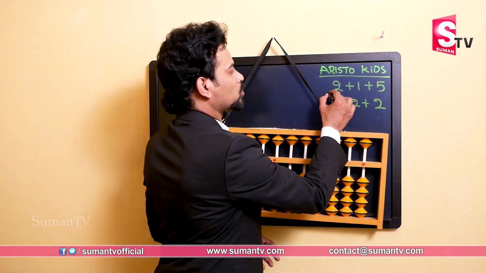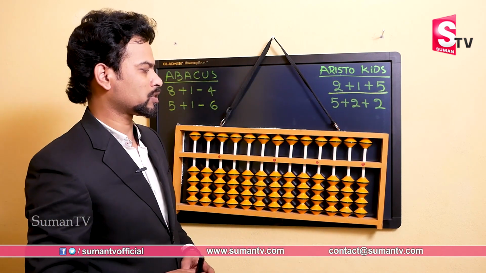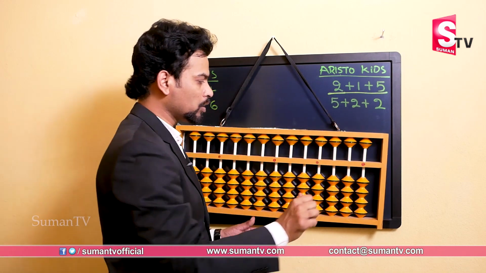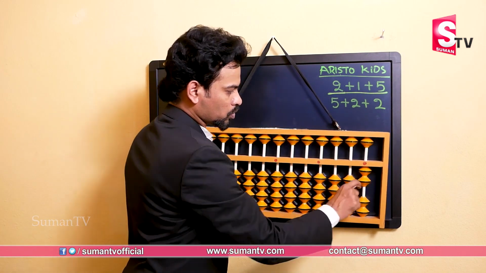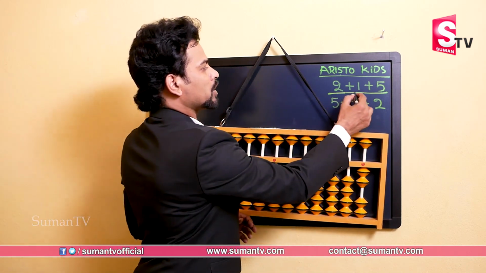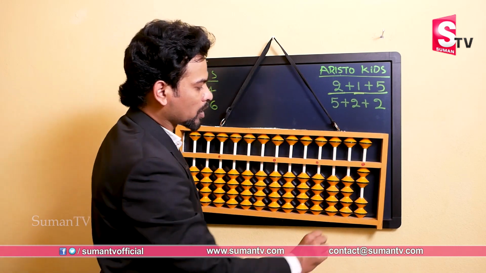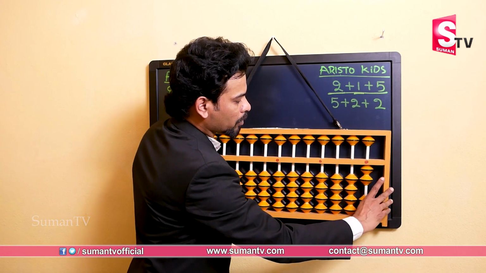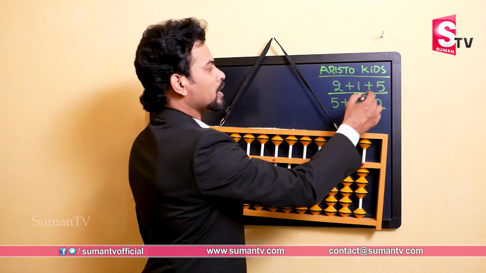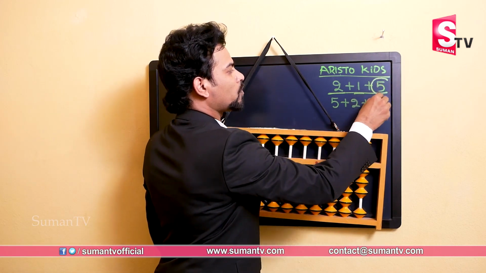Okay, let's take this question: 2 plus 1 plus 5. So the first number is 2. So in the thumb we will do plus 2. 2 bits at a time we will make it up. And then the next question is plus 1. So plus 1 means again 1 bit up. So now we got the answer 3. Then the next question is plus 5.